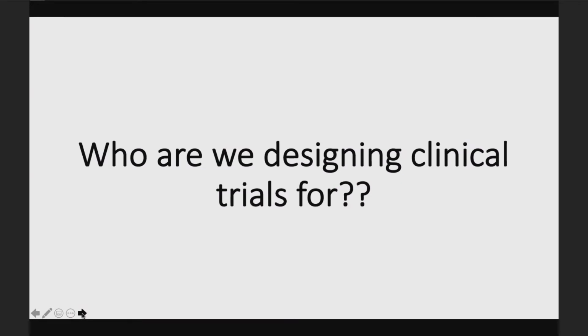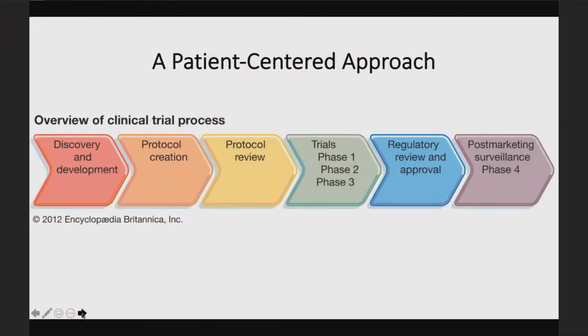But who are we really designing the clinical trials for? Are we designing clinical trials for companies? Are we designing them for the FDA? Are we designing them for other regulatory bodies? Are we designing them for ourselves as clinicians and researchers? My hope today is that we can really start to think critically about a patient-centered approach to the design and implementation of clinical trials.